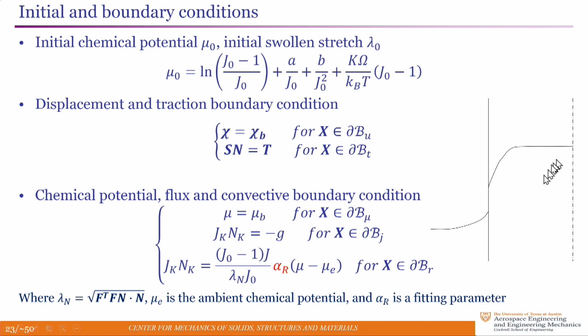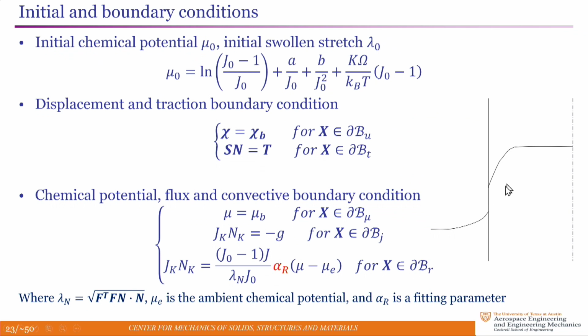Chemical potential at the boundary must be equal to whatever it is on the outside, right? That's the Dirichlet boundary condition. Or you could have a flux condition saying that a certain amount of moisture is either being ingested or extracted from that surface. Neither one of those is true for this swelling drying experiment.